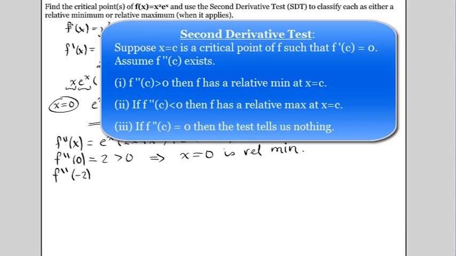F double prime of negative 2 is approximately equal to negative 0.271. Since this is negative, that means that x equals negative 2 is a relative max.